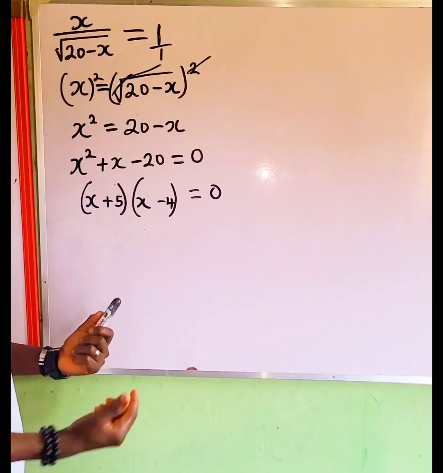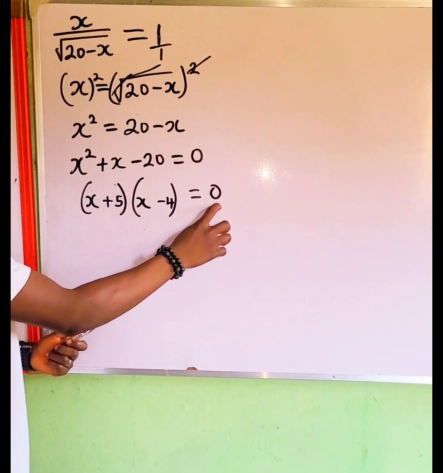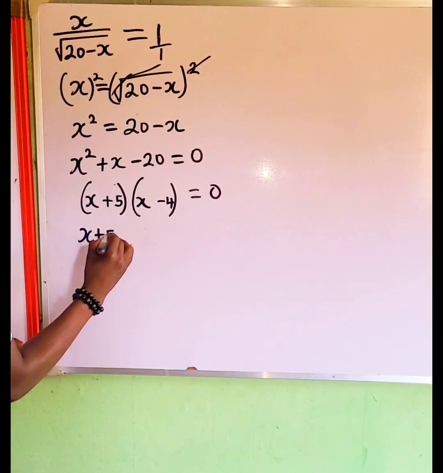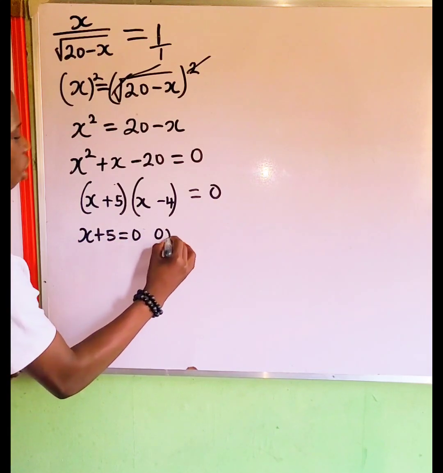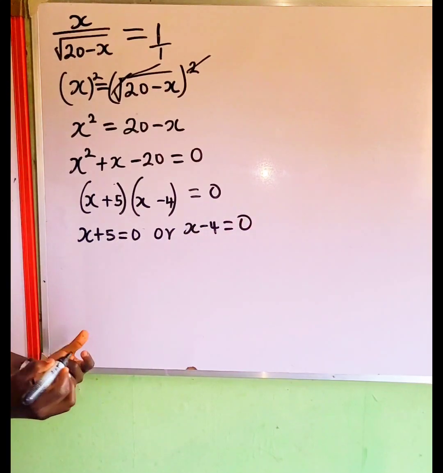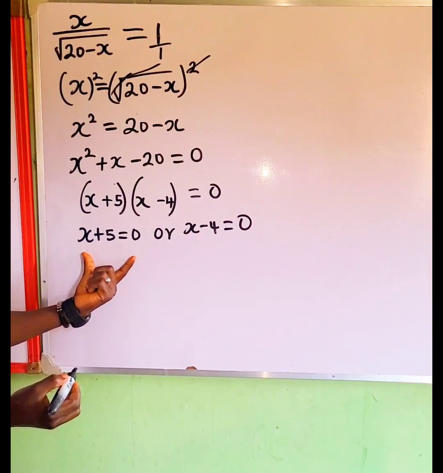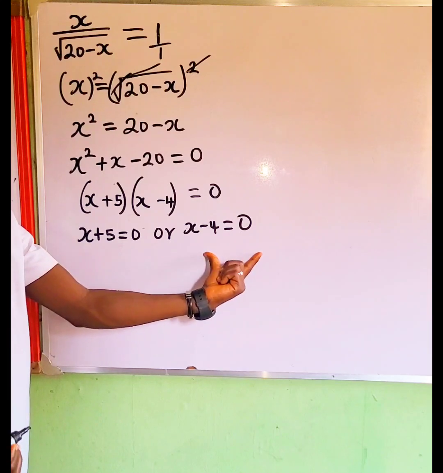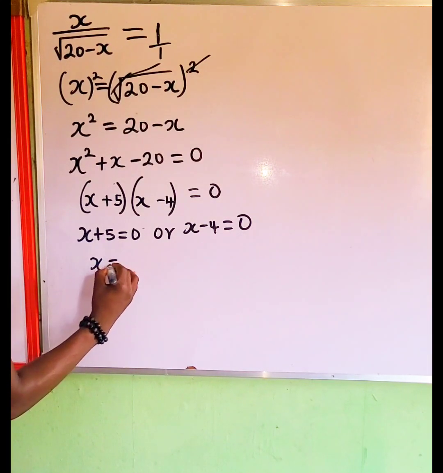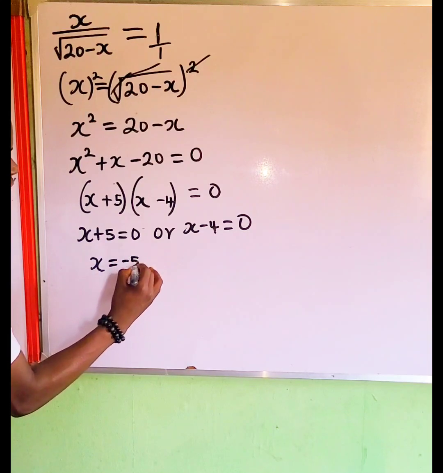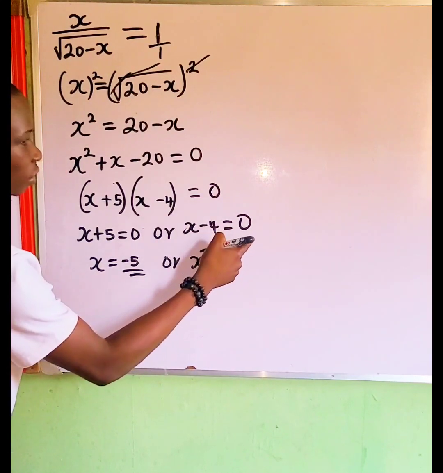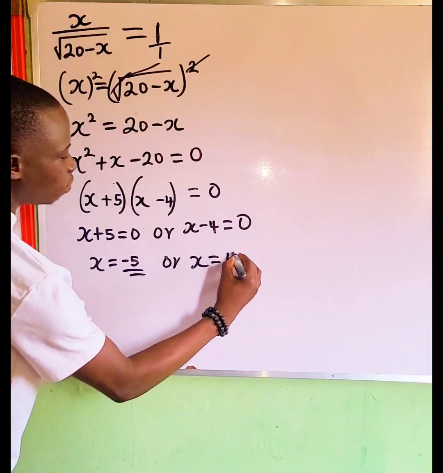Next, we recall that when two terms multiplied together are equal to 0, it means that the first bracket, x plus 5, is going to be equal to 0, or the second bracket, x minus 4, is going to be equal to 0. So now we need to solve for the value of x here separately, and also find the second value from here separately. So what do we do here? We just subtract 5 from both sides. x now is going to be negative 5, or x now will be equal to, when we add 4 to both sides, positive 4.